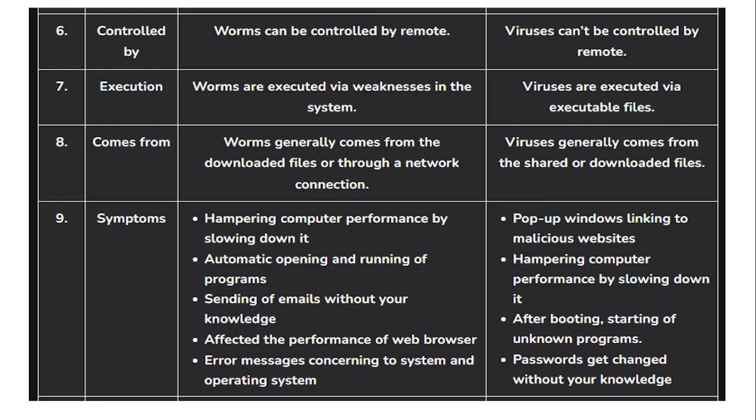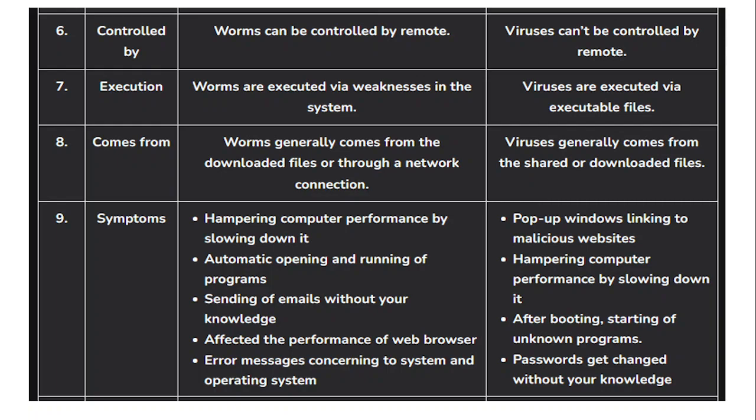Worms are executed via weaknesses in the system, that is, vulnerabilities. Viruses are executed via executable files. Worms generally come from downloaded files or through a network connection. Viruses generally come from shared or downloaded files.